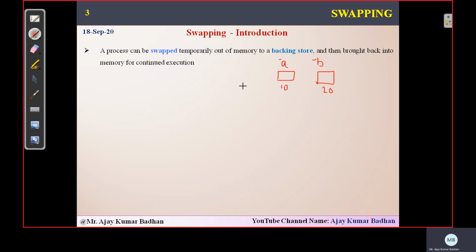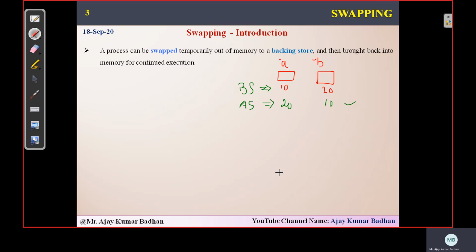Now, what will be the values we have after swapping? This is before swapping, where we have these values. Then what about after swapping? The A value will be 20 and the B value will be 10, isn't it? This is how we actually perform swapping in our programming. The same concept, the same strategy, is used by the operating system for swapping processes.